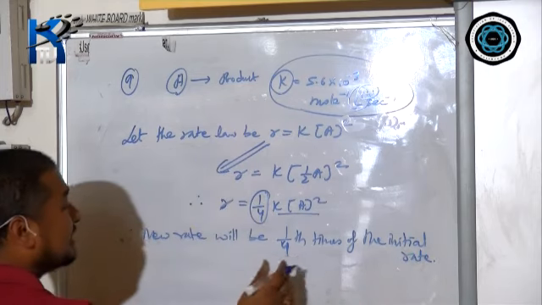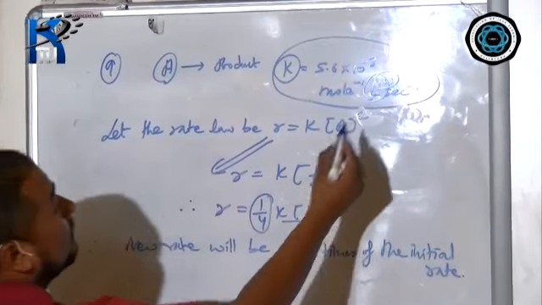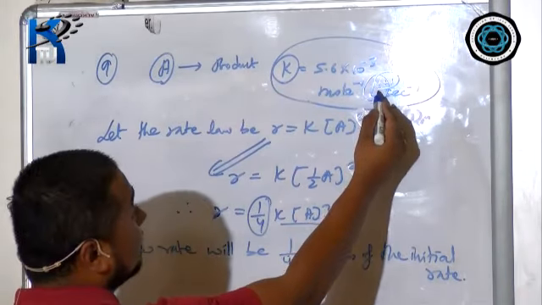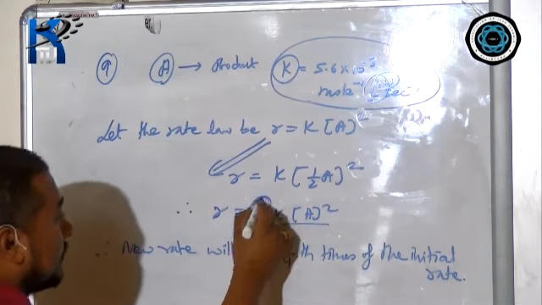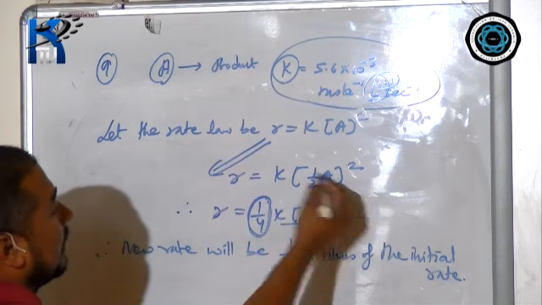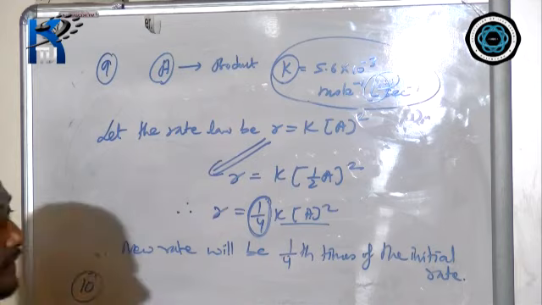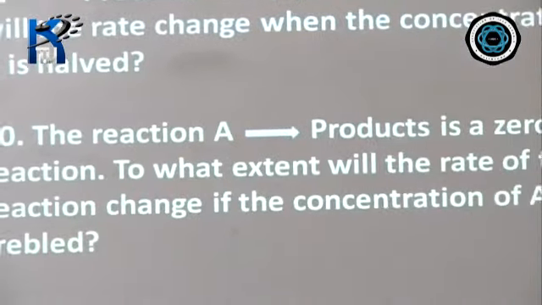So this is the answer. A little bit tricky question it is, because order was not given directly. So from the unit of rate constant also you can indirectly find the order. So liter power whatever is given, add 1, you get the order, put the value here, and the effect on rate is that it will become 1/4 of the initial when you halve the concentration of A. Now number 10 question. Again the reaction is given to you as A gives you product.